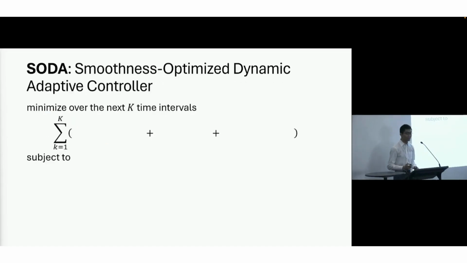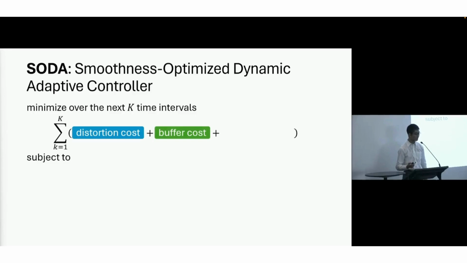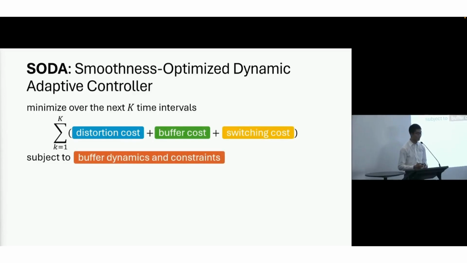Now is the time to give you a very high-level overview of the structure of SODA. Given the predicted throughput, SODA tries to minimize, over the next k time intervals, the sum of distortion cost, buffer cost, and switching cost, subject to buffer dynamics and constraints. Notice I say time intervals, not video segments. More on this later. The three cost components correspond to the three QoE factors respectively.